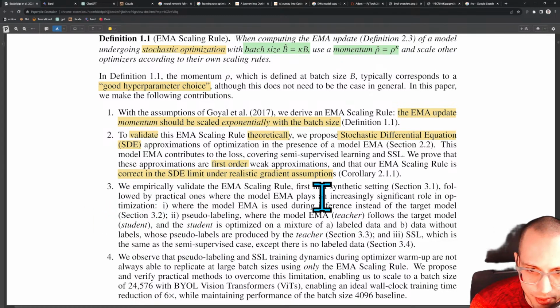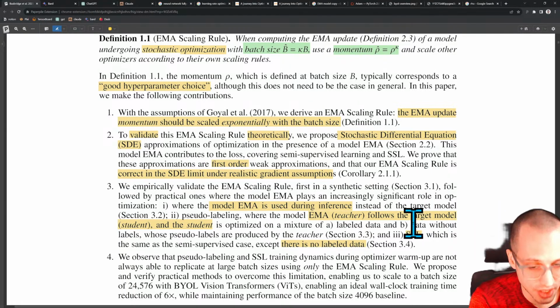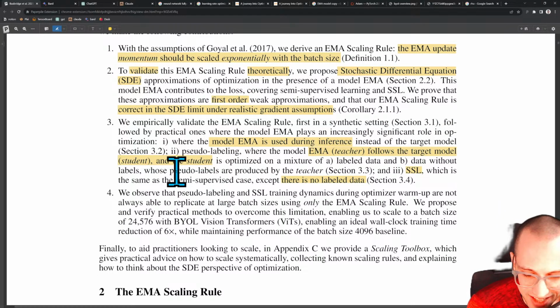Okay, we empirically validate the EMA scaling rule first in a synthetic setting. Okay, so maybe they're going to be using some synthetic data here to generate a data set, followed by practical ones where the model EMA plays an increasingly significant role in optimization, used during inference instead of the target. Okay, this is kind of cool. So maybe they have EMA for inference. Pseudo-labeling, where the EMA teacher follows the target and the student is optimized. Okay, so then they're going to have EMA in this kind of teacher-student paradigm, whose pseudo-labels are produced by the teacher, and then self-supervised learning, where maybe there is no labeled data, but instead the data is maybe the representation produced by the teacher. So that is the label.